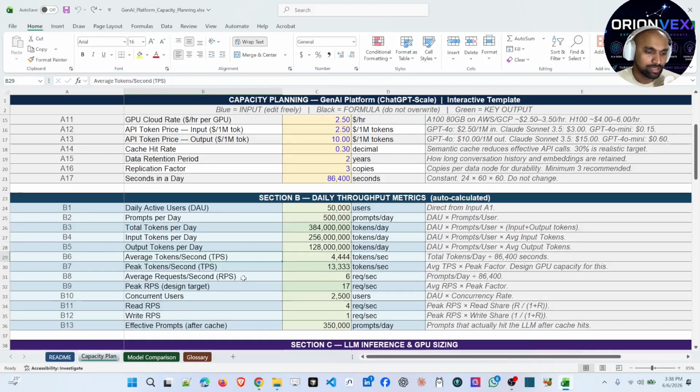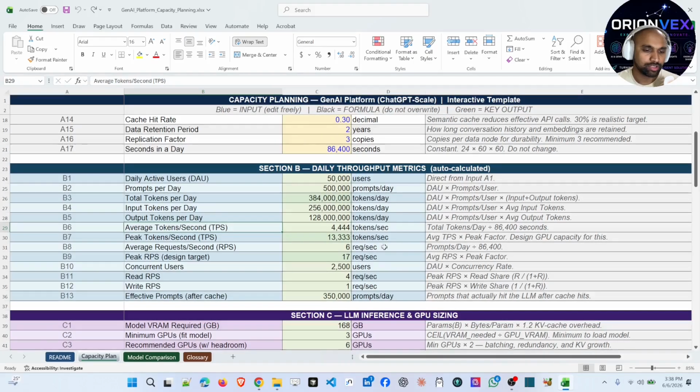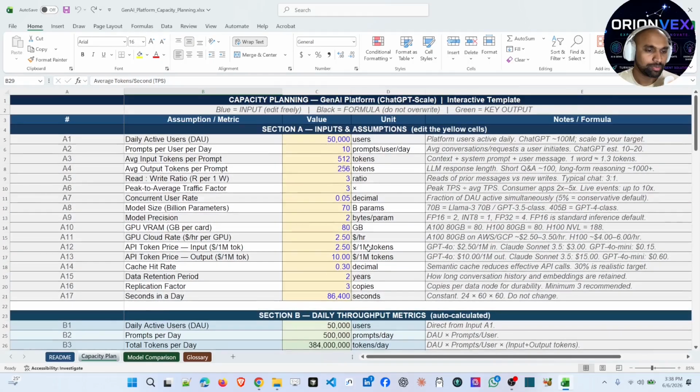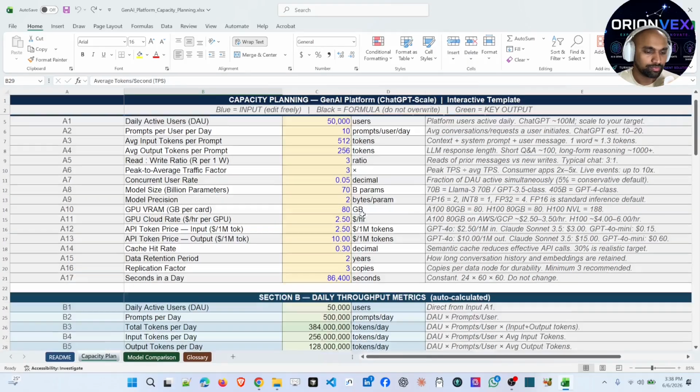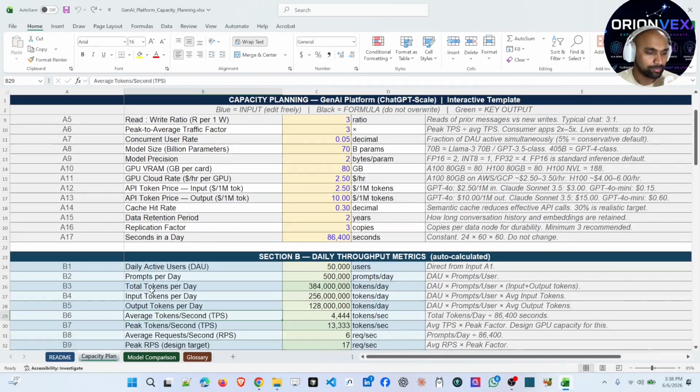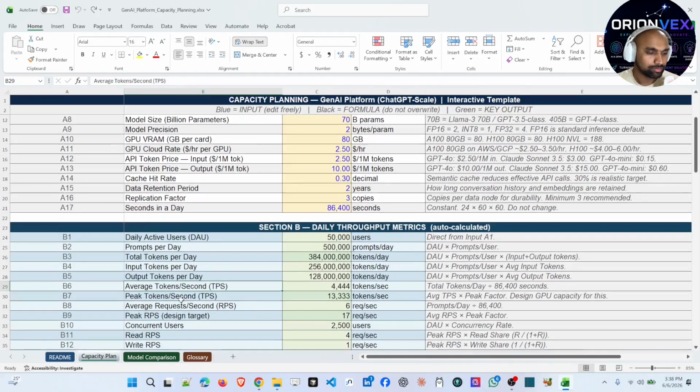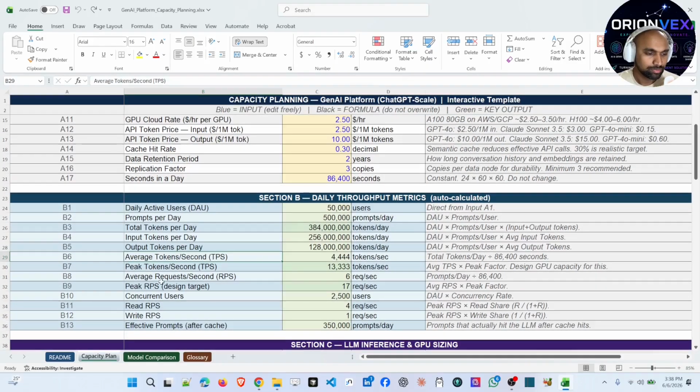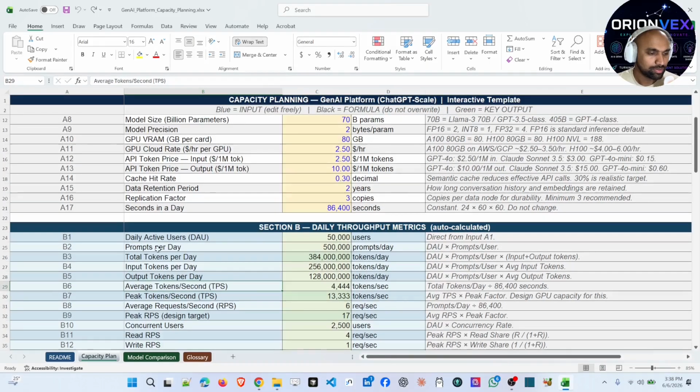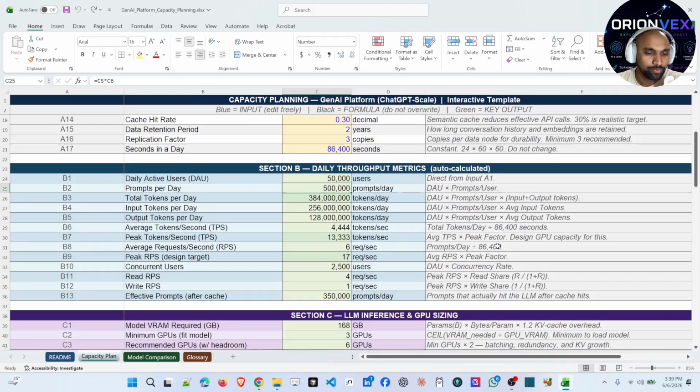Average requests per second, that is RPS, is 6 requests per second, that is prompts per day divided by 86,400. Where is the prompt per day? This is the prompt per day, that is around 500K divided by 86,400. We will get around 6.